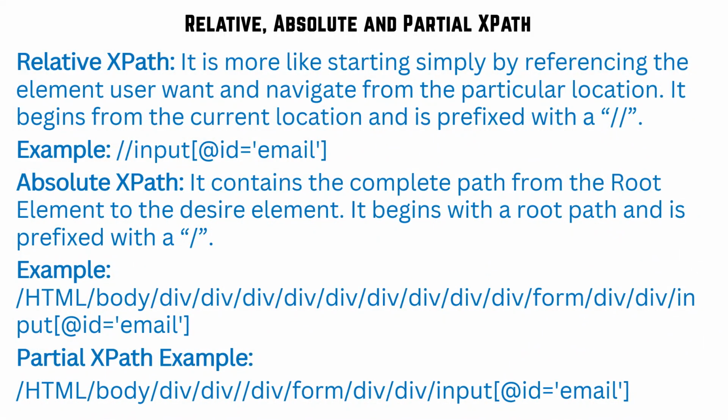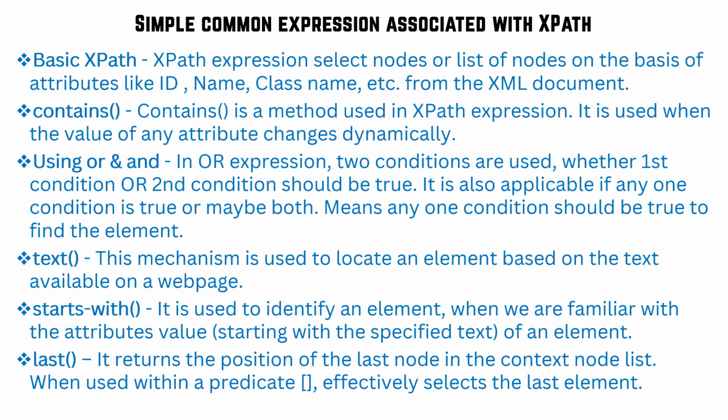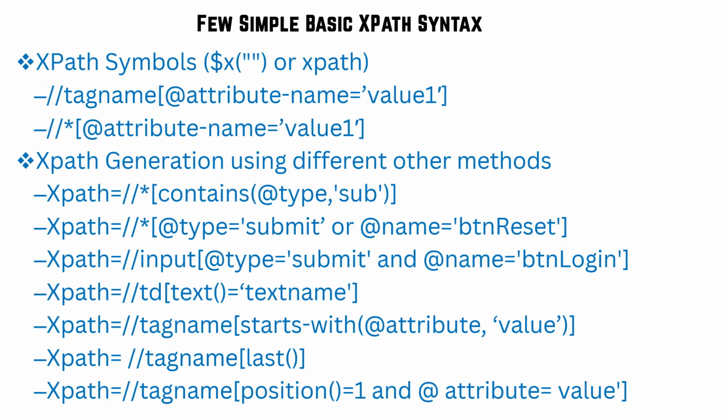So XPath has three types: absolute, partial, and relative, but the most preferred technique is the relative XPath. We can take some reference and navigate from it, and it will start with double slash. We can create some basic XPath: double slash tag name, attribute name equal to value. We can use contains, we can use or, and we can use text. We can go with starts-with, with positions, with last option also.